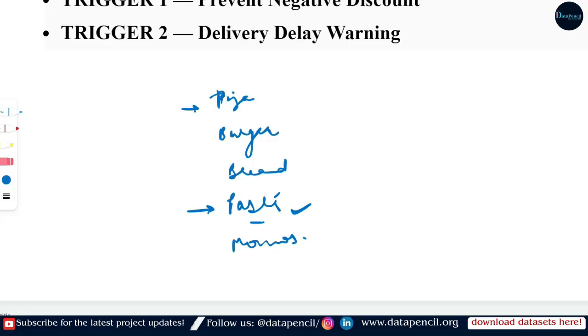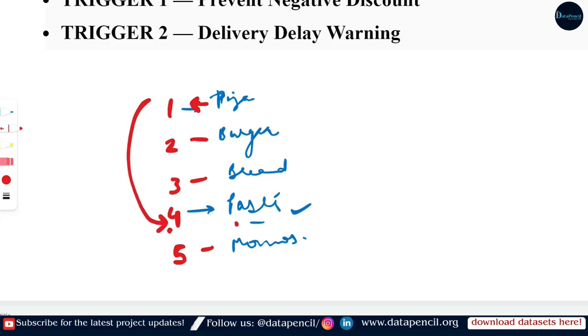But if we use an index, like the index in our normal notes, the same way here, suppose the index of pizza is 1, burger is 2, bread is 3, pasta is 4, and momos is 5, okay? Then behind the scenes, SQL knows that pasta means 4, because we have provided the index for pasta. So it will automatically jump to the required row that we want, the pasta row. So there is no need to search here, right?